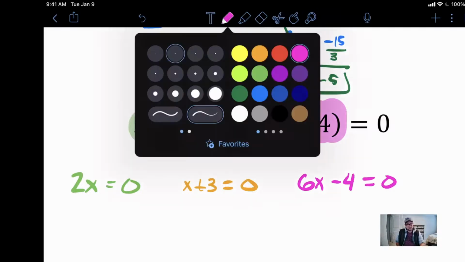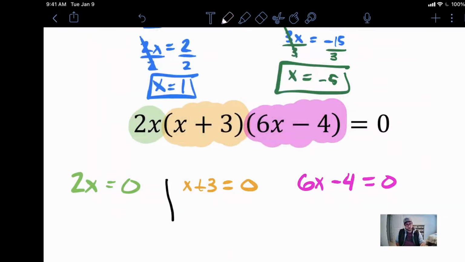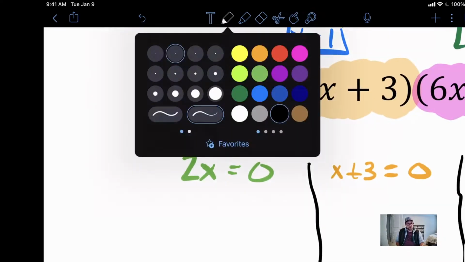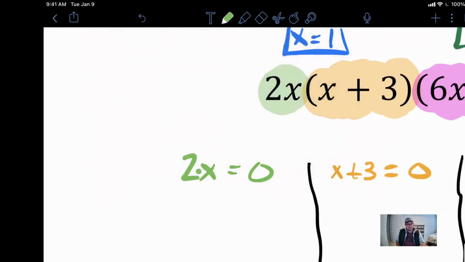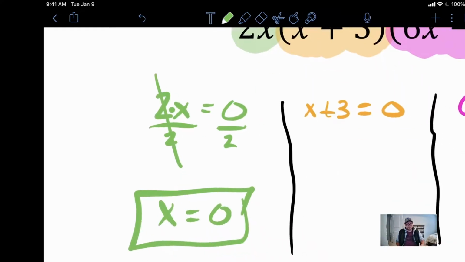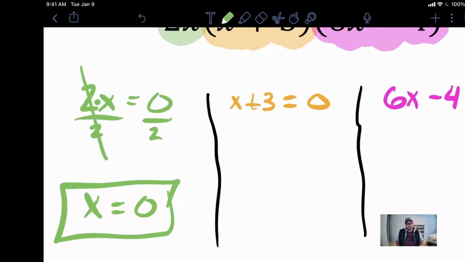Now, we just need to solve each of those equations, right? It's just three separate equations. So for the first one, to get x alone, it's hooked together by multiplication. So if we want to divide off the 2, so divide both sides by 2, and that's going to leave you with x all by itself. 0 divided by 2 is just 0. And we're done. Nice job. Let's look at the next one.